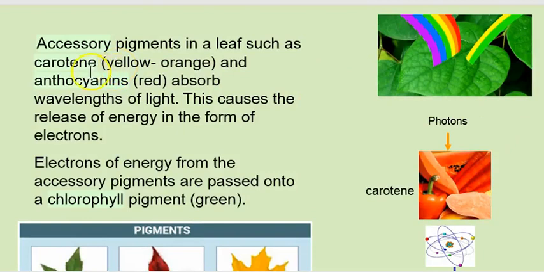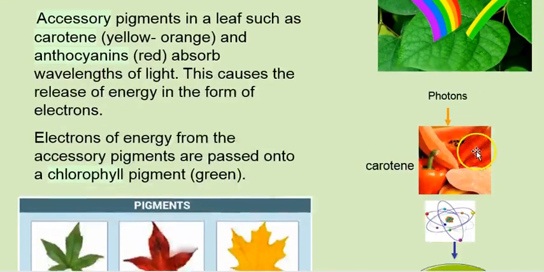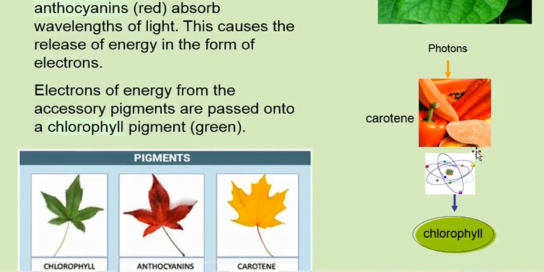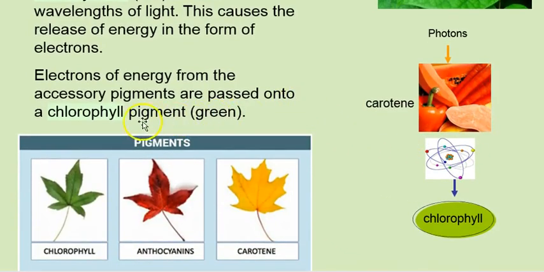So maybe you've heard of carotene, a yellow-orange pigment, or anthocyanins, which are red. Take a look here, there's anthocyanin. Well, these are accessory pigments that are going to capture sunlight. Here I made a little diagram. They're going to boost up an electron and send it to a chlorophyll, which is green.